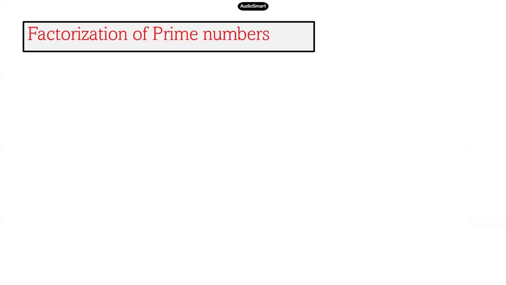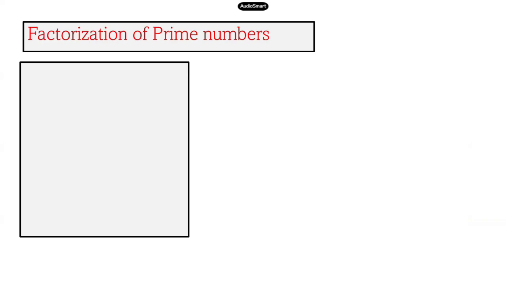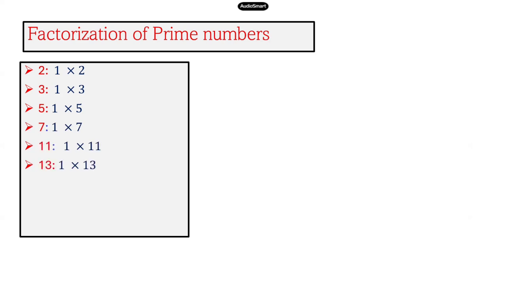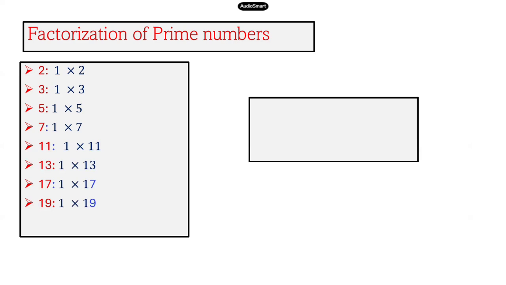Here we will see the factorization of a few prime numbers. We already discussed prime numbers previously. So 2 can be expressed only as 1 multiply 2. 3 is 1 multiply 3. 5 is 1 multiply 5. 7 is 1 multiply 7. And so on: 11, 13, 17, 19. Those are prime numbers and have only one factorization, and all the factors are prime numbers. So this is the prime factorization.